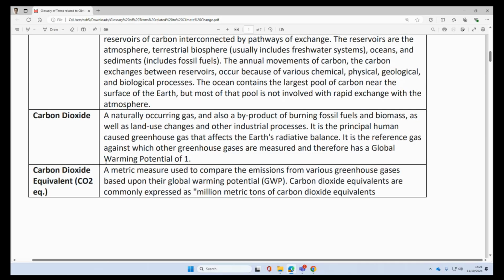Any ideas? I'm sure a lot of people have the answer. What do you think it might be? What does the E stand for? Or equivalent? Anybody wants to take a guess? It's okay to be wrong, by the way. There's nothing wrong with being wrong. Yes. Yeah. Thank you very much.